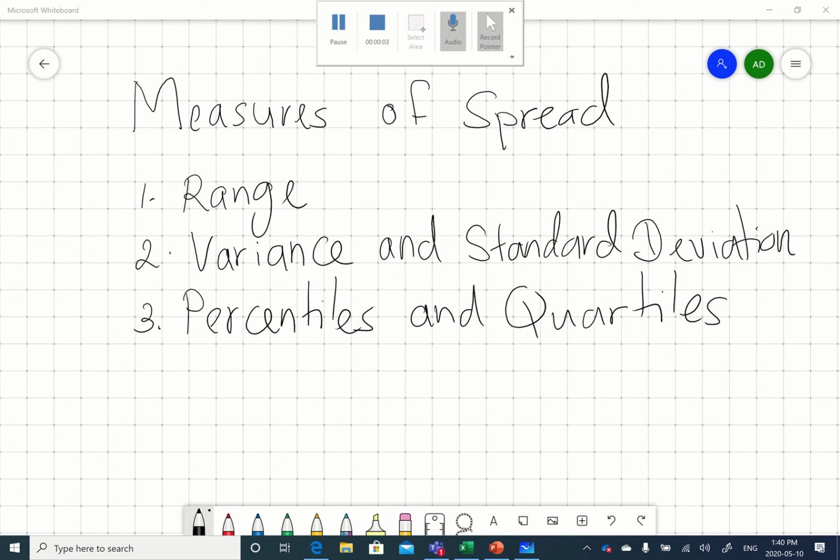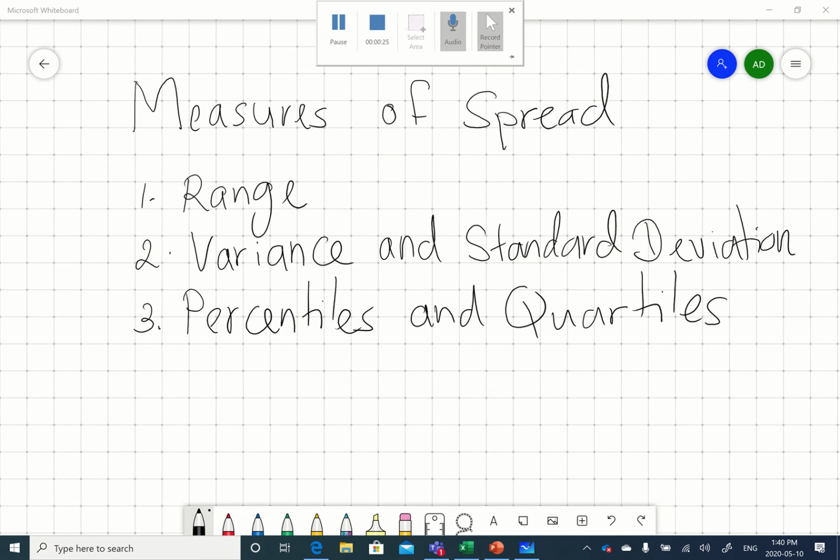So in this lesson, we are going to learn about the numerical ways that we can measure the spread, or the dispersion, of our data set. We have these three measurements. The very first one is called range, and then we have variance and standard deviation.